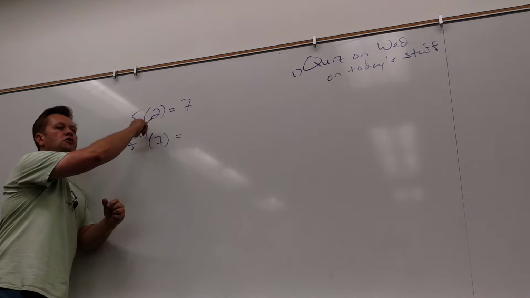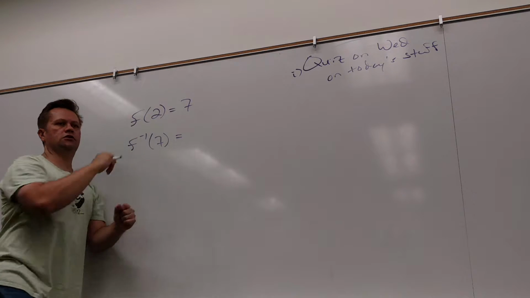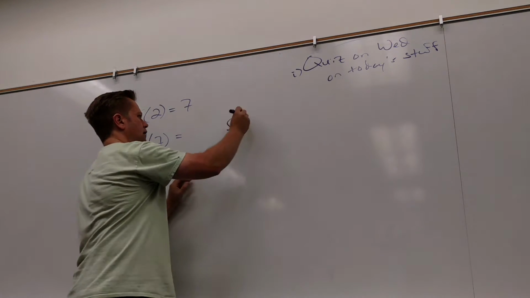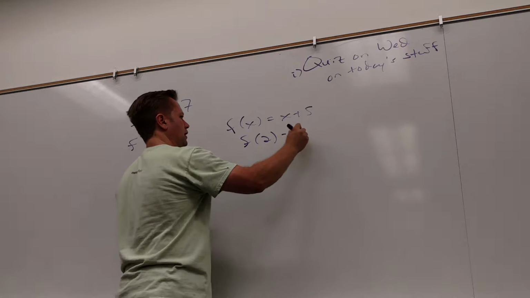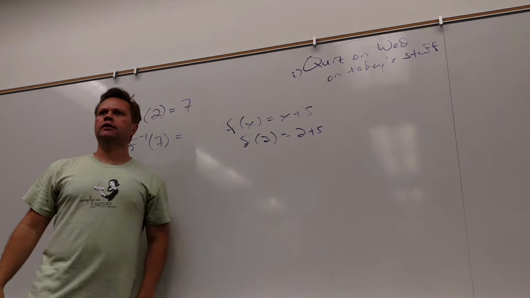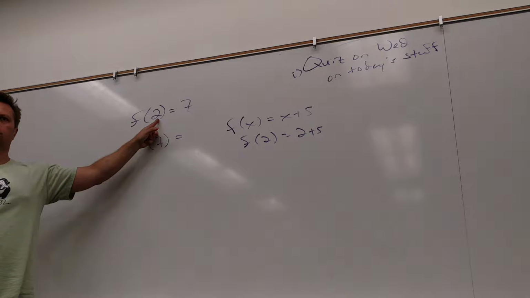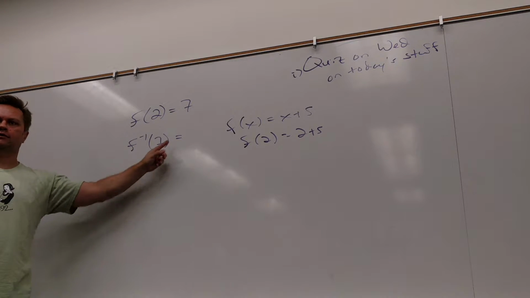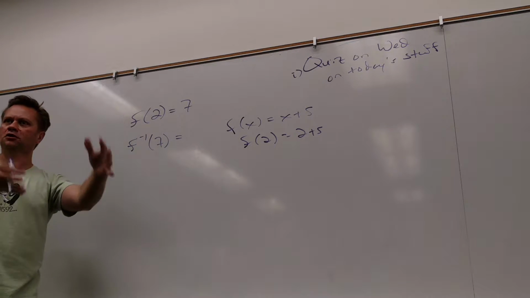So no matter what the function is, I really want this to make sense. Whatever f does to 2, does that make sense? If f is the add 5 function, then what does f do to 2? It adds 5 to 2. That's what the function does, right? Whatever this function does to 2 to make it 7, this function is going to undo that. So it's always going to have to go back to 2.